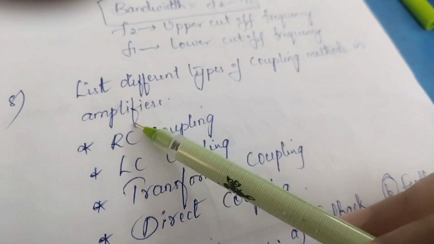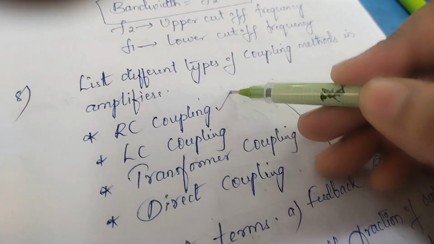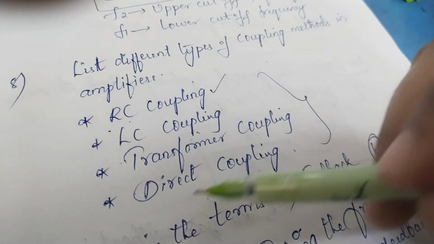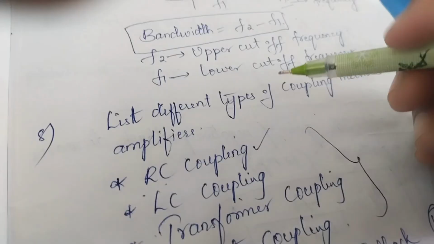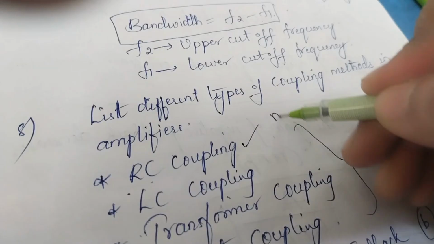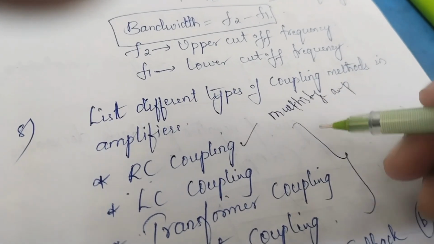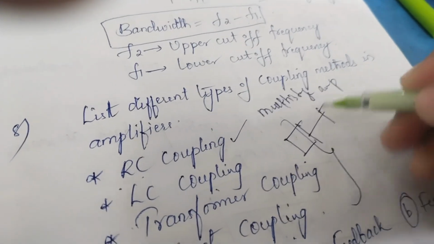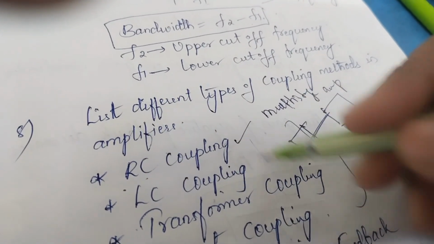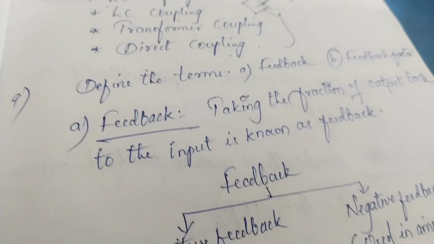The next question is to list the different types of coupling methods in amplifiers. The various coupling methods are RC coupling, that means resistor capacitor coupling, LC coupling, inductor capacitor coupling, transformer coupling, and direct coupling. The next question is why we use coupling methods. Coupling methods are used in multi-stage amplifiers, to connect one stage with another stage. In between the stages we use the coupling methods, and these are the various coupling methods.